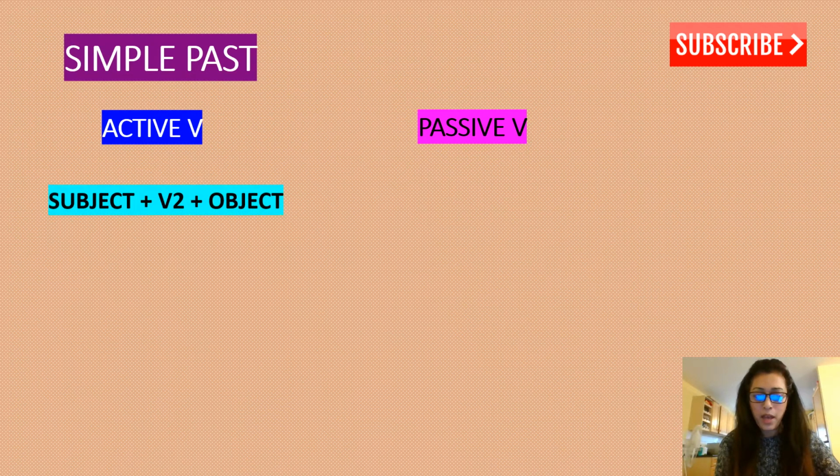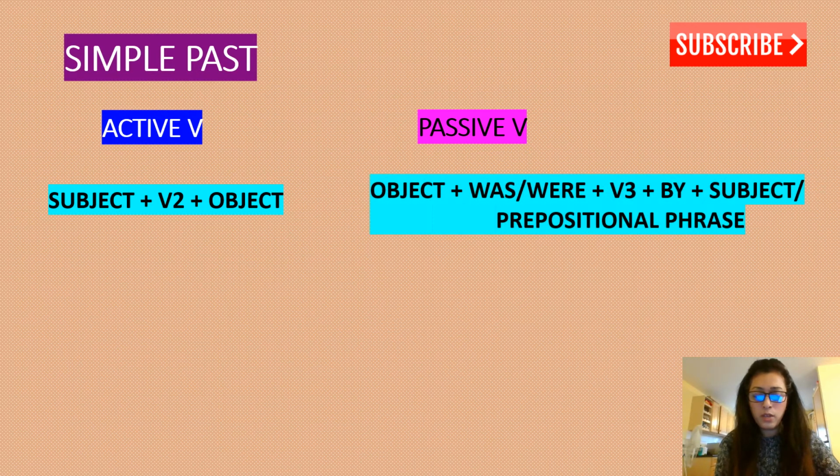Moving on to the simple past. The past simple passive is normally used to talk about completed actions in the past. In the passive voice, emphasis is put on the effect of an action rather than on the doer. In the active voice, the sentence is subject with the verb second form and object, and on the other hand, the passive voice will be object plus was or were with the verb third form with by and subject or prepositional phrase.